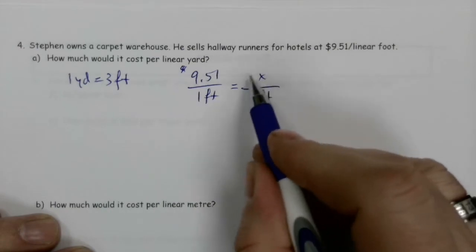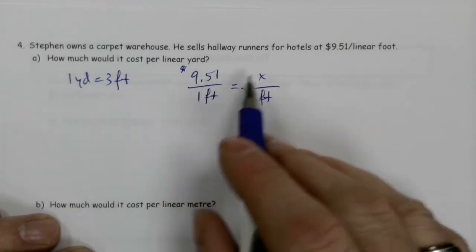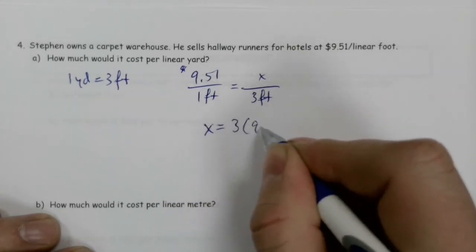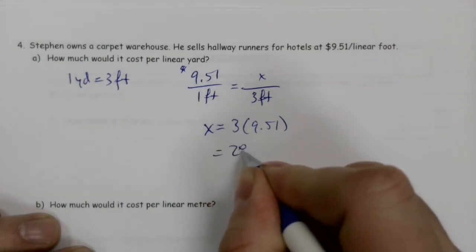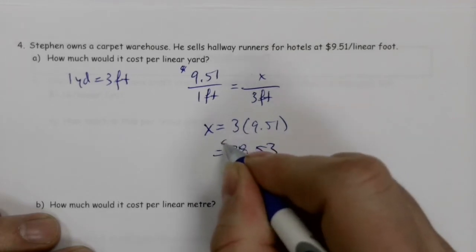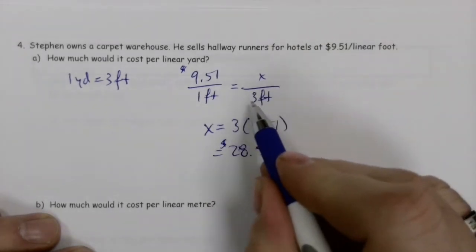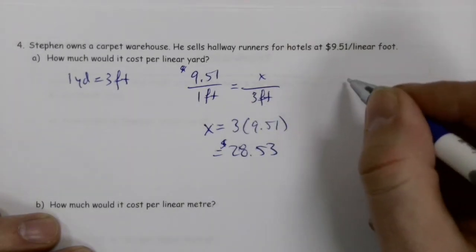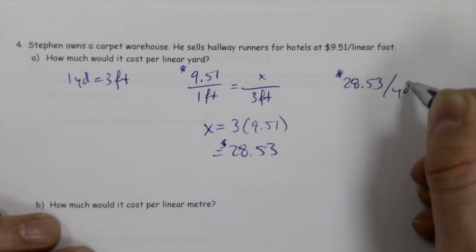So all I want to do now is figure out what that numerator is. So I'm going to cross multiply. 1 times x is going to be x, and then this will be 3 times 9.51. Going to my calculator, I get 28.53. So the numerator here would be 28.53. But because this 3 feet actually is a yard, this is going to be $28.53 per yard.